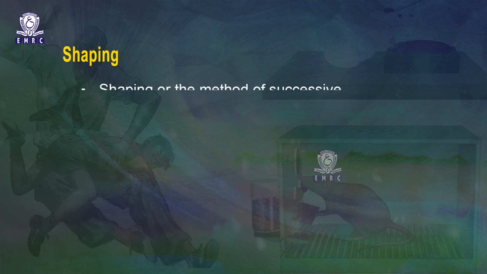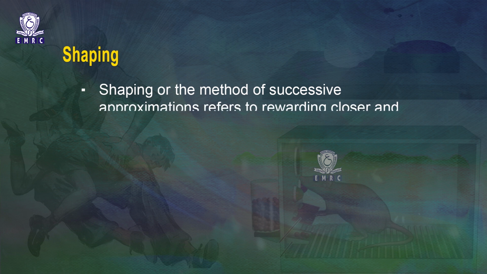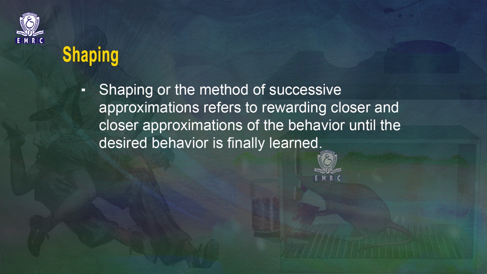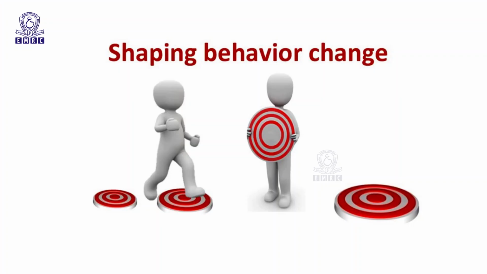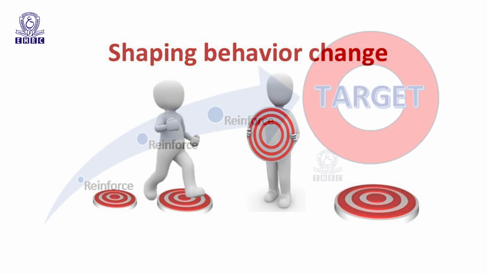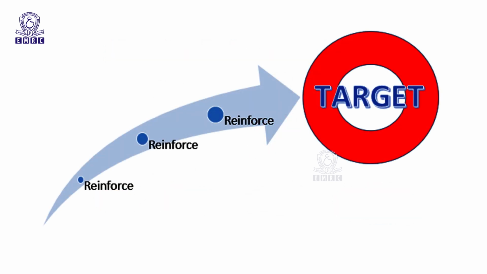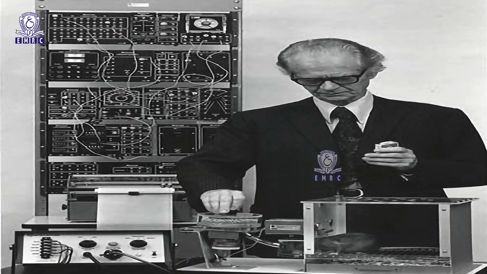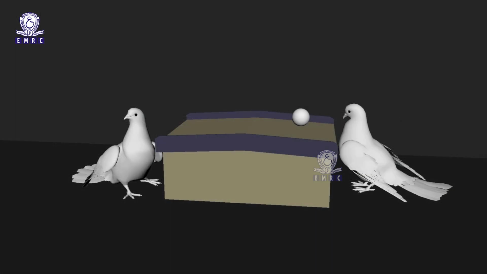Shaping. Shaping, or the method of successive approximations, refers to rewarding closer and closer approximations of the behavior until the desired behavior is finally learned. Shaping allows you to build this desired behavior in steps and reward those behaviors that come progressively closer to the one you have selected as the final goal. B.F. Skinner trained 2 pigeons to play ping pong by applying operant conditioning principles.